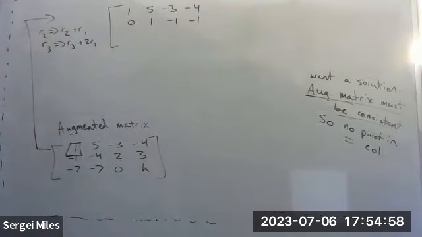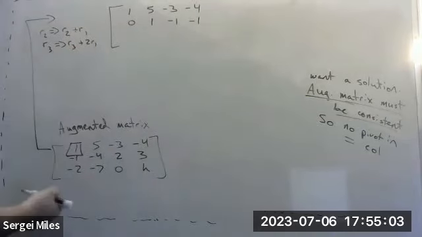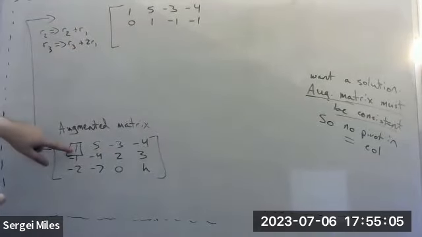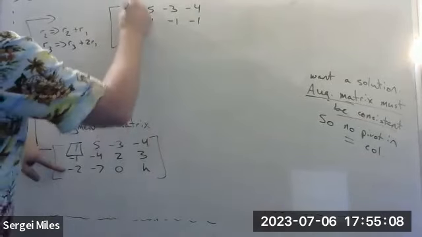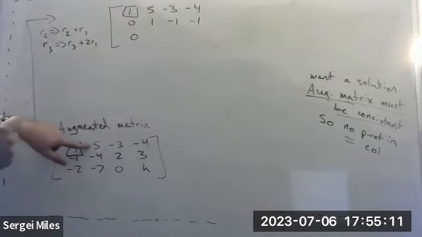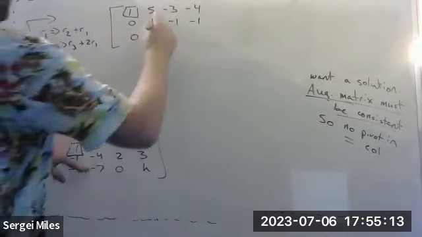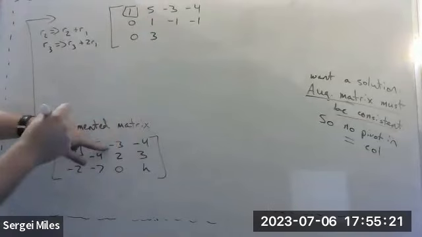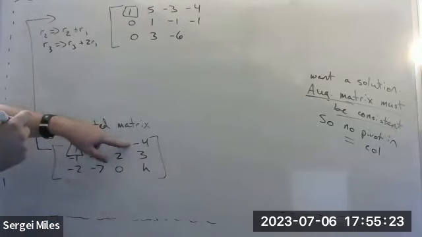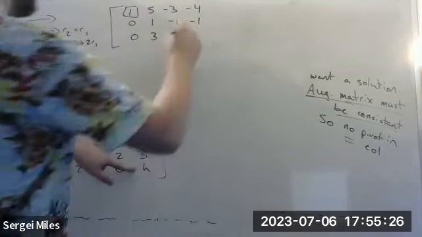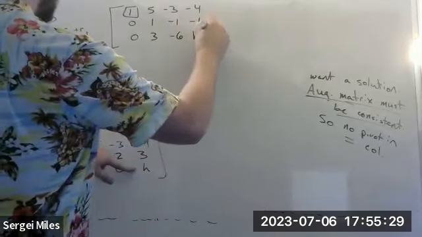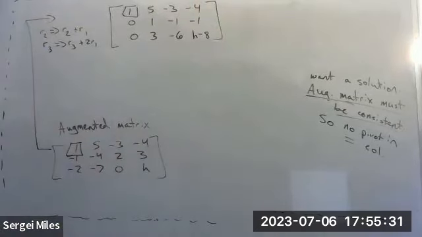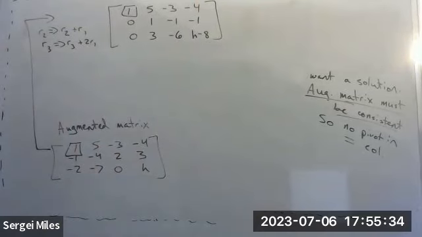That's good. And now I'm going to modify row 3. I want row 3 plus 2 times row 1. Okay, 2 times 1 is 2. When I add, we get 0, just like we wanted. 5 times 2 is 10. When we add, we get 3. Negative 3 times 2 is negative 6. So when we add, negative 6. Negative 4 times 2 is negative 8. So when we add, we get h minus 8. Okay, assuming I've done this all correctly. All right, that's all fine and good.